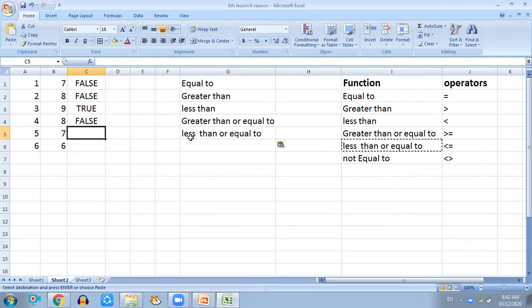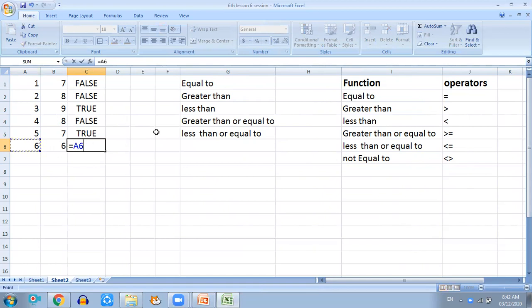Now next we have to check less than or equal to. We start with equal to, click on A5, then write the less than or equal to operator, and then write B5, enter. It is true because 5 is less than 7. Now 6, not equal to. For the not equal to sign, we click equal to first, then this cell, and then do not equal to B6, enter.